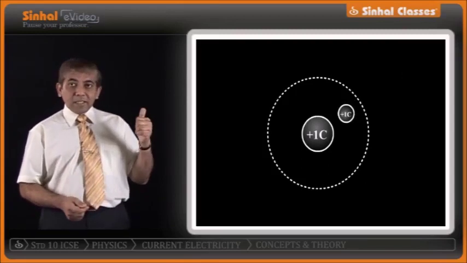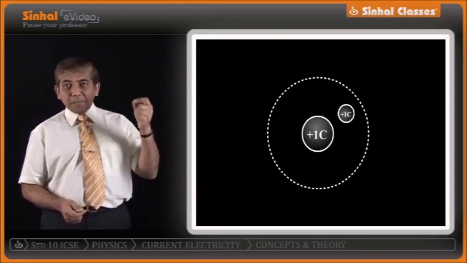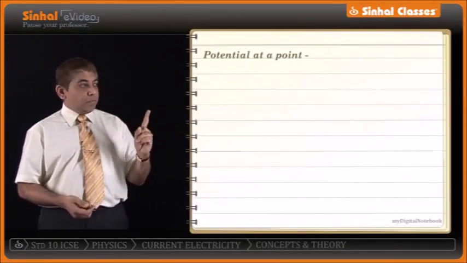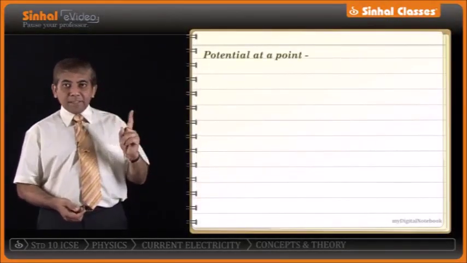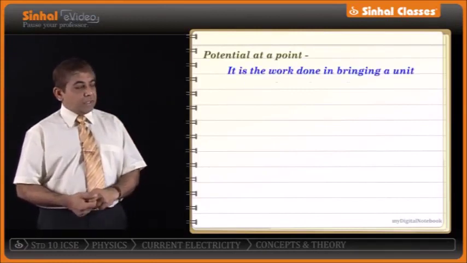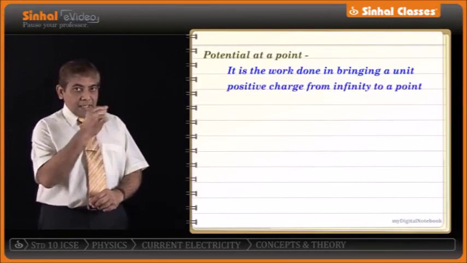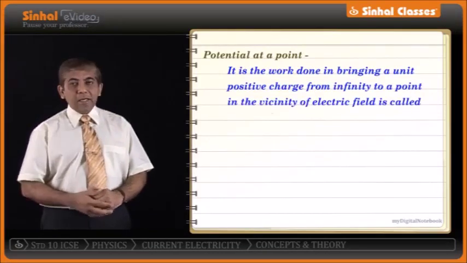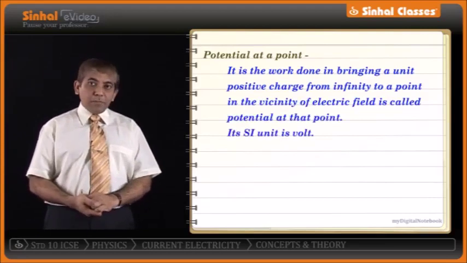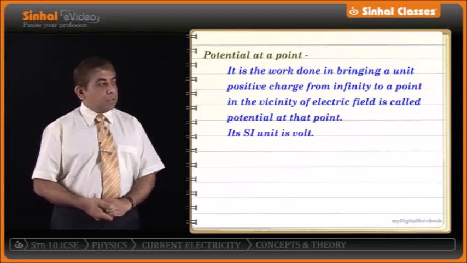So if I have to consider the potential at that point, which is placed in the vicinity of an electric charge, we say potential at that point is defined as work done in bringing a unit positive charge from infinity to a point in the vicinity of the electric field. The SI unit of potential is volt.